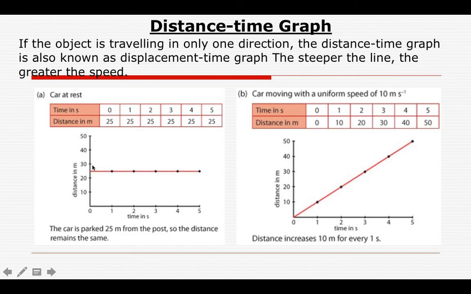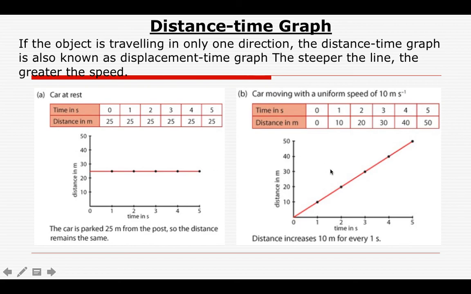So let us analyze these graphs. You see here the car is at rest. So obviously when the time is 0, the distance is 25. Even after 1, 2, 3, 4, 5 seconds, the distance remains the same. So you could plot a graph something like this, and it has a zero slope, so obviously the speed is zero.